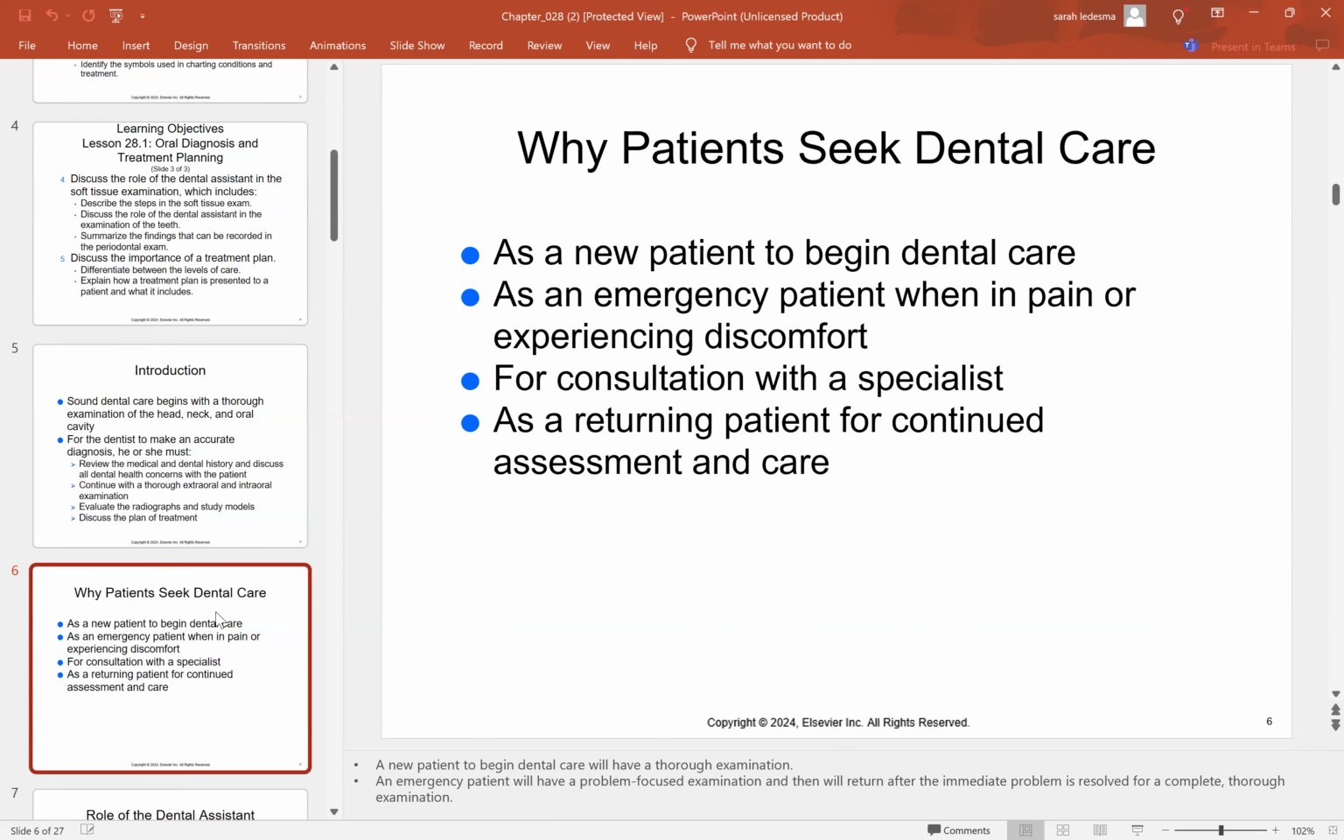Why patients seek dental care: as a new patient to begin dental care, as an emergency patient when in pain or experiencing discomfort, for consultation with a specialist, or as a returning patient for continued assessment and care.